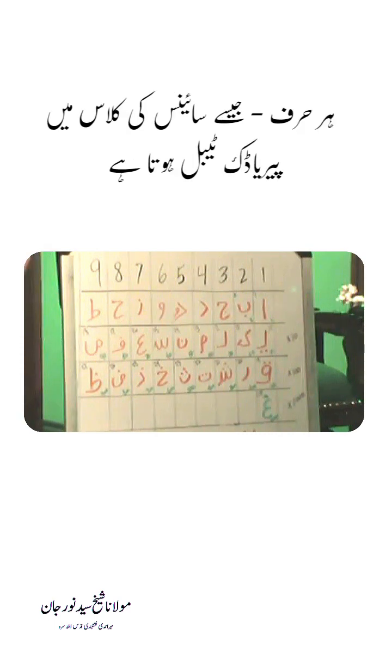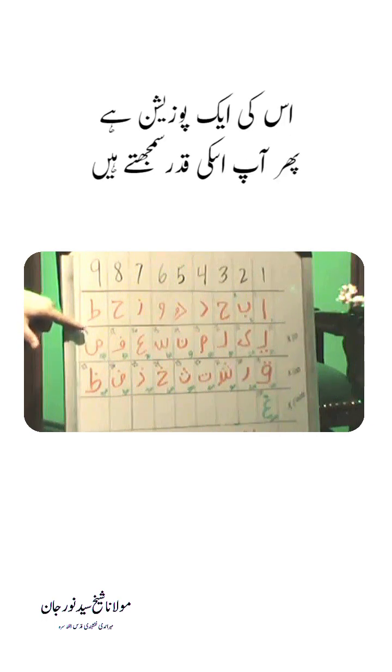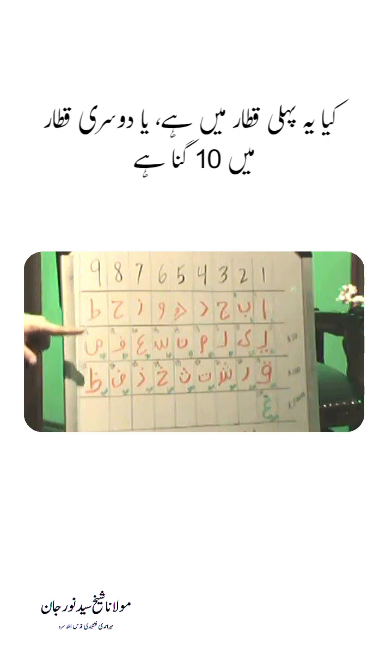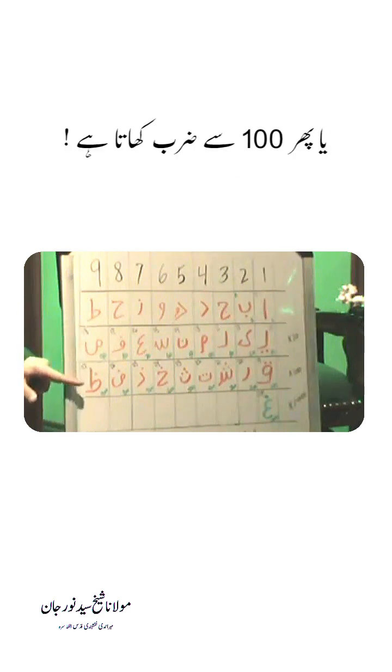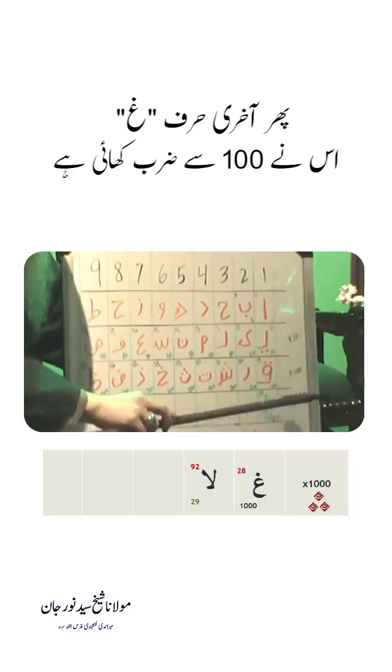Every letter, like in science class, is a periodic table. It has its position, then you take its value based on whether it's at the front row, or on the second row of 10, or multiplied by 100. Then the last letter, ghain, is multiplied by 1,000.